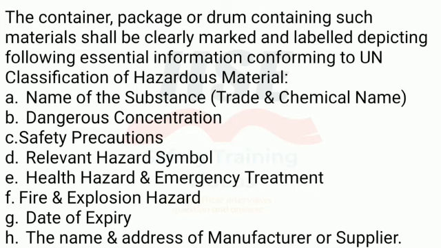The container, package or drum containing such materials shall be clearly marked and labeled depicting following essential information conforming to UN classification of hazardous material. A. Name of the substance, trade and chemical name. B. Dangerous concentration. C. Safety precautions. D. Relevant hazard symbol. E. Health hazard and emergency treatment. F. Fire and explosion hazard. G. Date of expiry. H. The name and address of manufacturer or supplier.